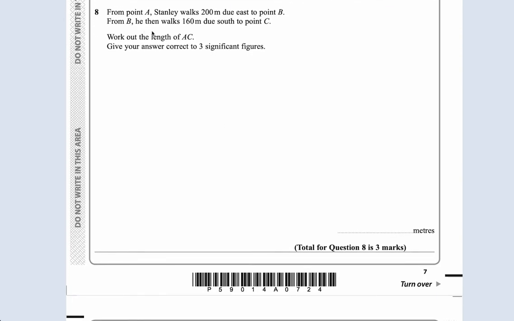Question 8. From point A, Stanley walks 200 meters east, and then he walks 160 meters south. Right, definitely, guys. First thing to do, put in point A. Then he walks 200 meters east to point B. So this is point B, and this is 200 meters. From point B, he then walks 160 meters. It doesn't have to be perfectly accurate, guys, but this will be less than this. So it's 160 meters down here to point C. Work out the length of AC.